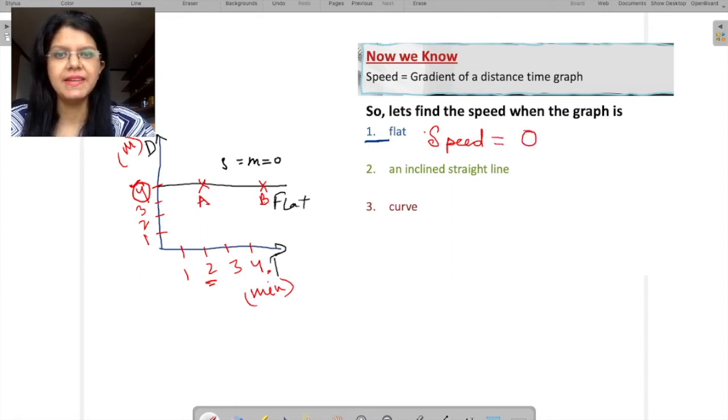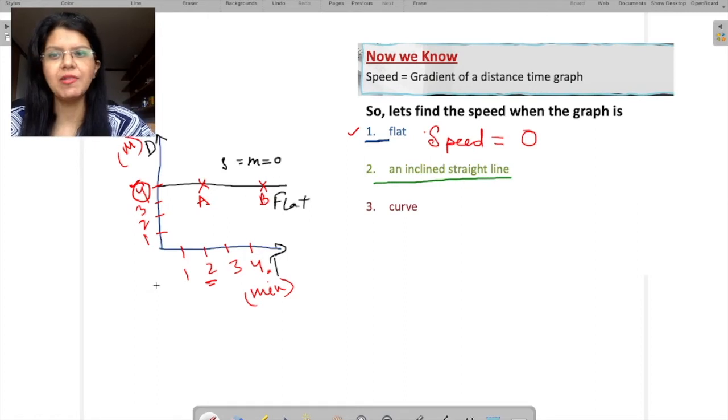So first thing understood. Let us now come to the second thing, which is an inclined straight line. Let us now again plot 2 axes.